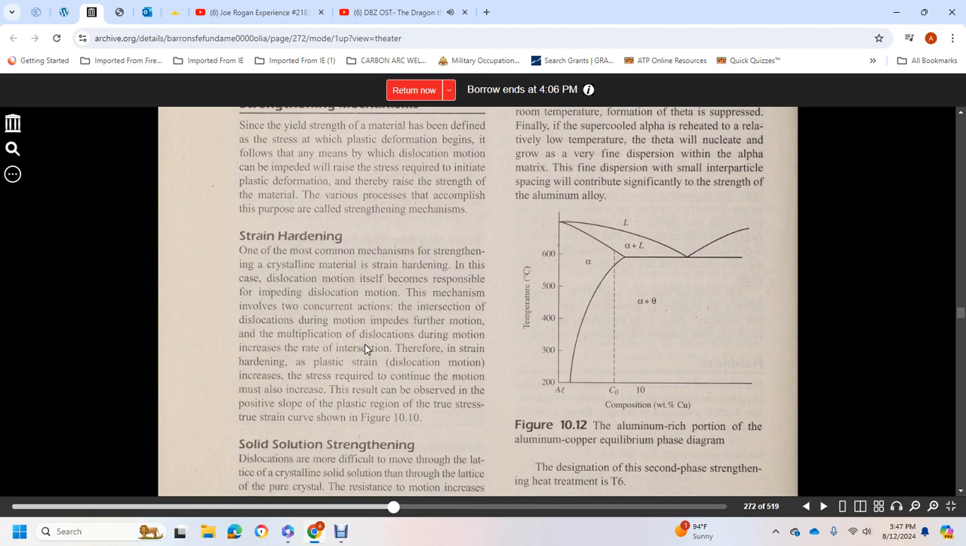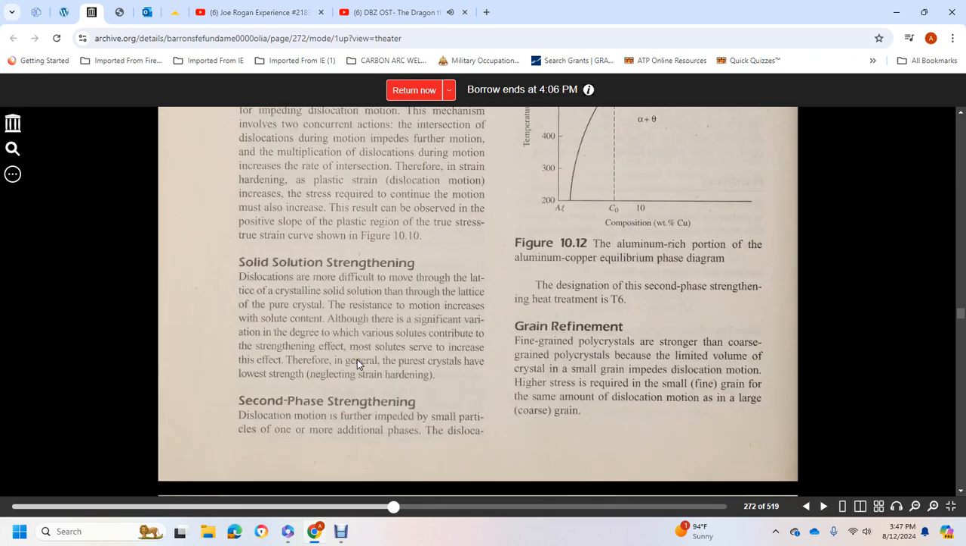Strain hardening. One of the most common strengthening mechanisms of crystalline material is strain hardening. In this case, dislocation motion becomes responsible for impeding further dislocation motion. The mechanism involves two concurrent actions: the intersecting of dislocations during motion impedes further motion, and the multiplication of dislocations during motion increases the rate of intersection. Therefore, with strain hardening, plastic strain with dislocation motion increases the stress required to continue the motion. The result is the positive slope of the plastic region of the true stress-strain curve, shown in Figure 10.10.